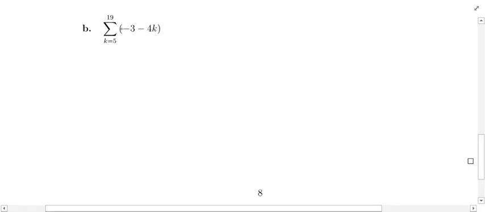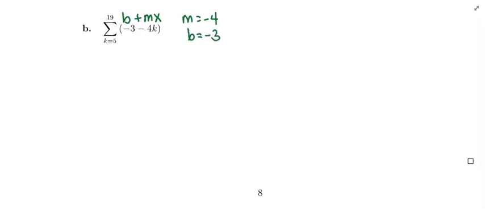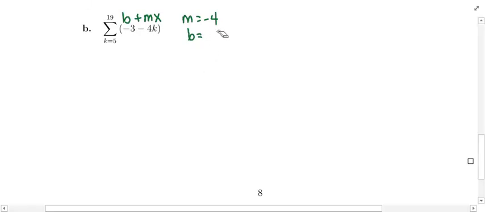When I look at this summation, I see mx plus b. I see an m value of -4. The k is my index of summation here, and I see a b value of -3. So right off the bat, I know that this is arithmetic. That means I can use the formulas that I've learned about adding up arithmetic series. There is a twist to this one.